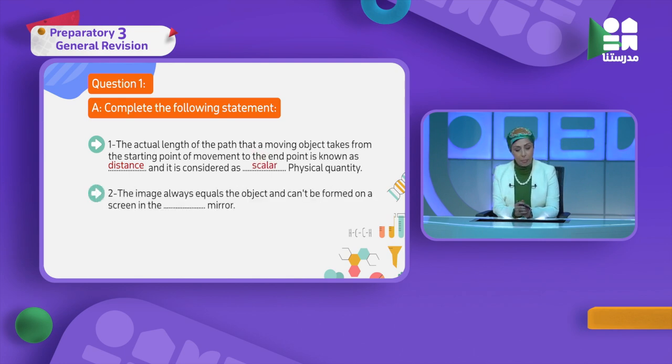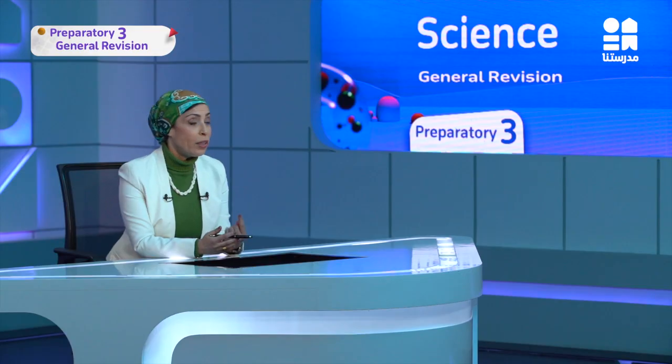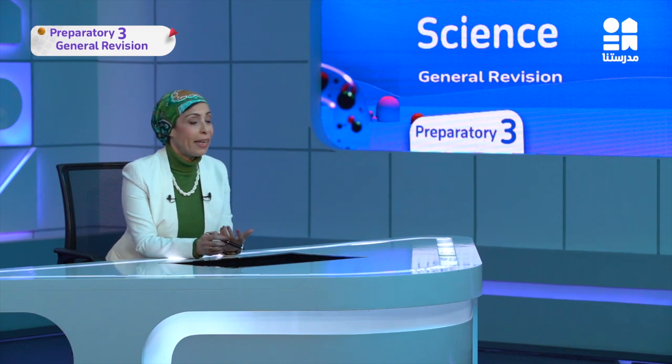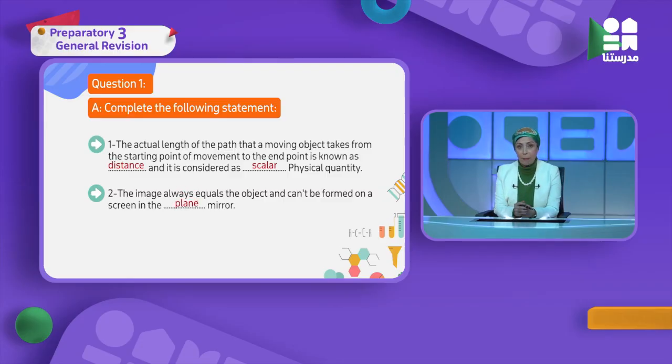Next question. The image is always equal to the object and can't be formed on the screen in which type of mirror? Which type of mirror, when I use it, the image cannot be taken on a screen? Only one type of mirror, which is the plane mirror. So the answer is a plane mirror. With type A, it's a virtual image.